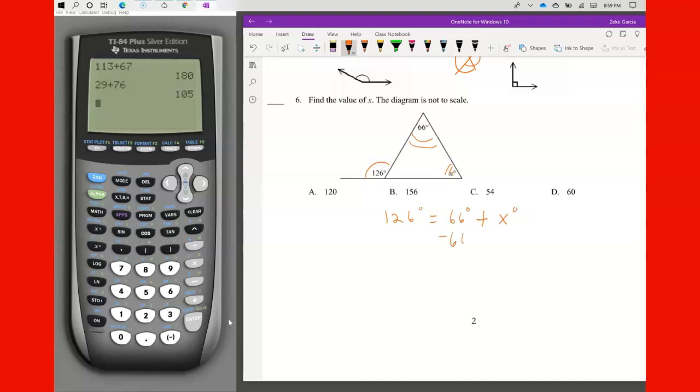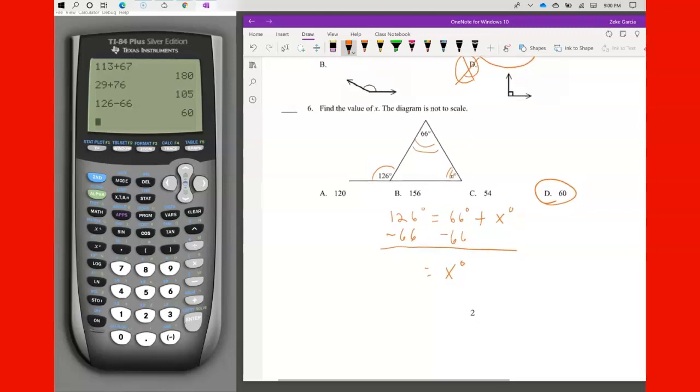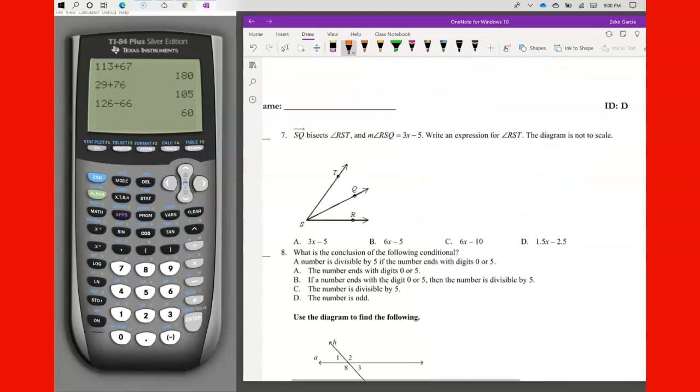So we have to subtract 66 from both sides. And that's going to help us to find the measurement of angle X. So we have 126 minus 66, which gives us 60. So your answer is D. So remember, in this activity that we did a couple weeks ago, the remote exterior angle is equal to the two remote interior angles. Okay.